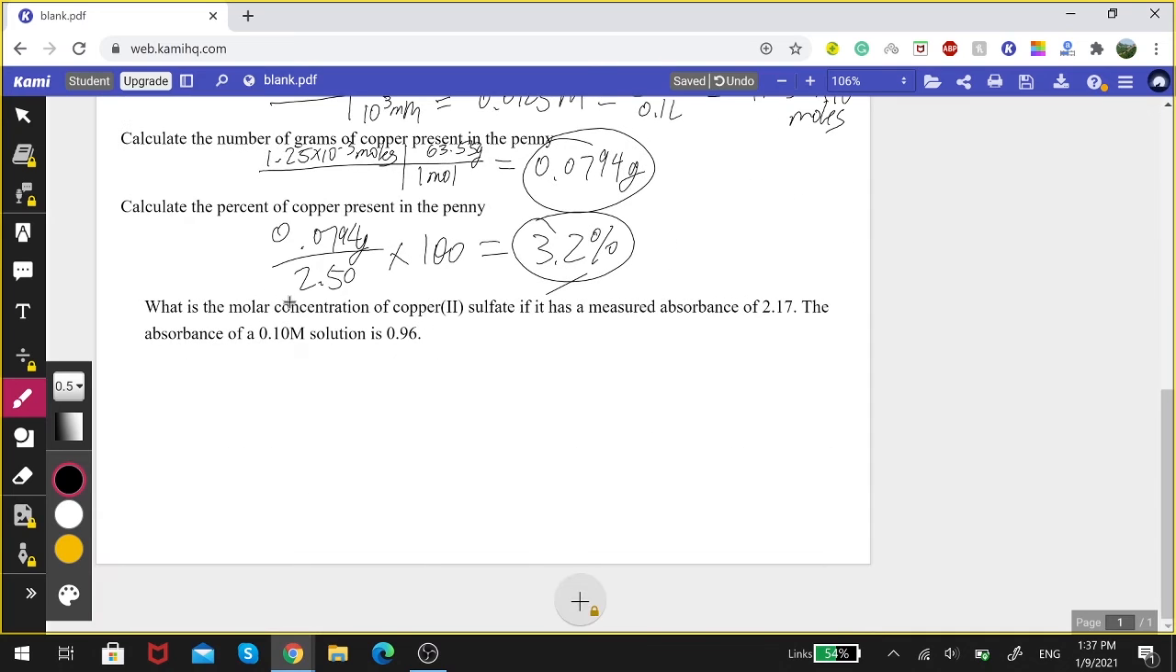Second question, what is the molar concentration of copper 2 sulfate? It has a measured absorbance of 2.17. The absorbance of a 0.1 molar solution is 0.96. Okay, so another part of Beer's law is, you can think of it as this. A1 over C1 is equal to A2 divided by C2. Now A1 is the absorbance of trial 1, and A2 is the absorbance of trial 2, whereas C1 and C2 are the concentrations that match each one.